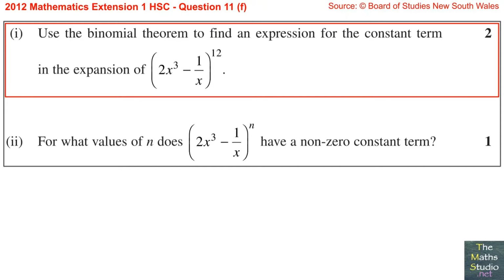Question 11, Part F, Part 1. Use the binomial theorem to find an expression for the constant term in the expansion of (2x³ − 1/x)¹².